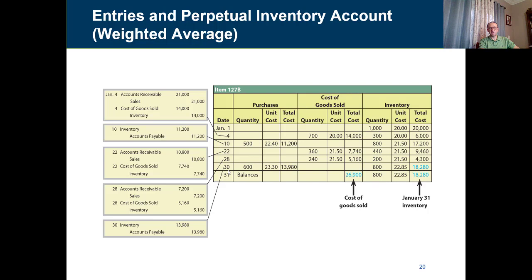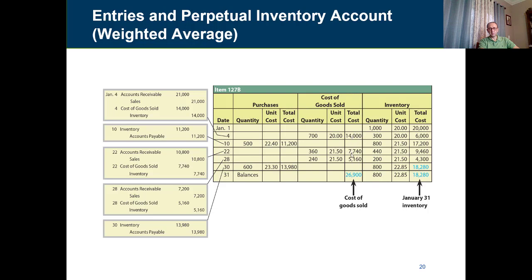Now we have another purchase transaction on the 30th, which is 600 units at $23.30. You can see the prices are going up. The total cost, if we multiply 600 by 23.30, is 13,980. Remember, every time we have a purchase, we need to update our average. So we take the 4,300 plus the 13,980, and that would be 18,280. That's the total cost for all batches we have. Then the number of units available would be the 200 plus the 600 purchase, which is 800. Then we divide 18,280 by the 800, and that would be $22.85.